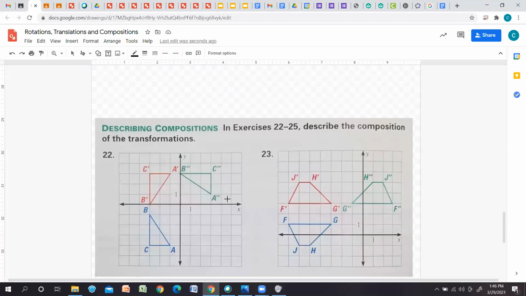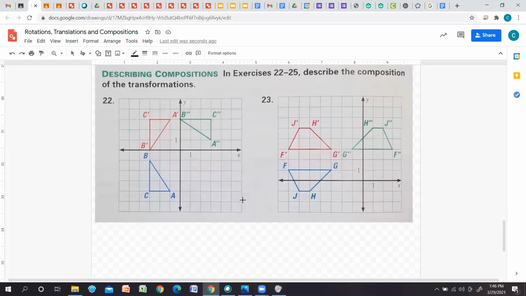Lastly, there are these two questions on compositions, and all you have to do is identify or describe each transformation. Remember, you start with the blue shape. That's your first pre-image. Then the image for that is the single prime, A prime, B prime, and C prime. Then double prime is the green shape. So you go from blue to red to green. Then you just have to identify the type of transformation. Remember, is it a translation, reflection, or rotation?